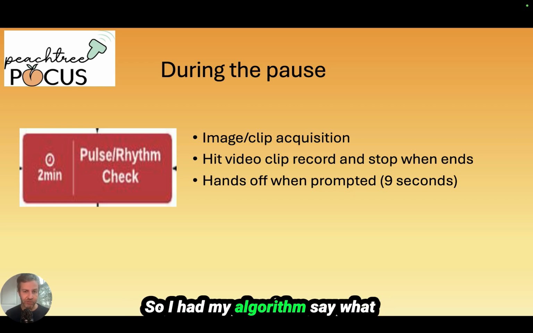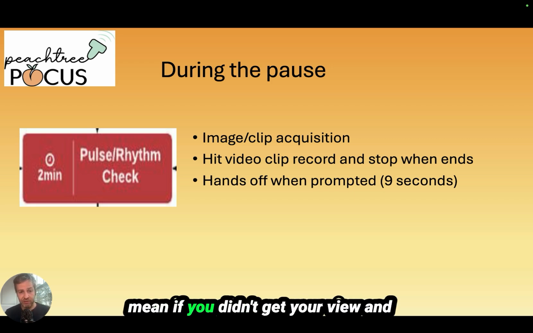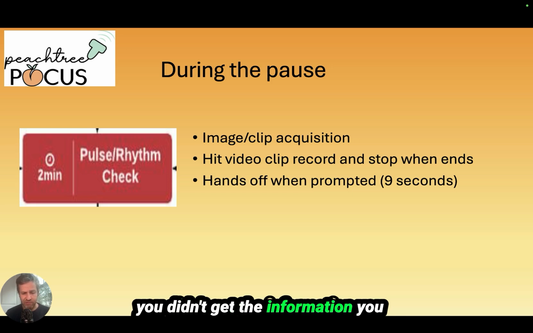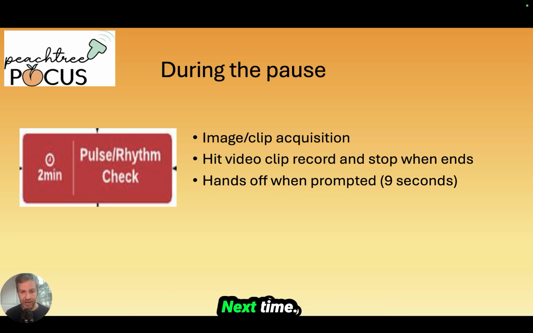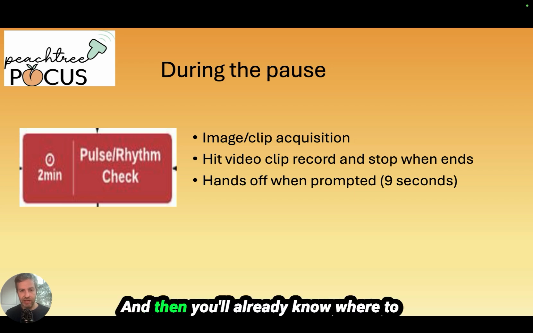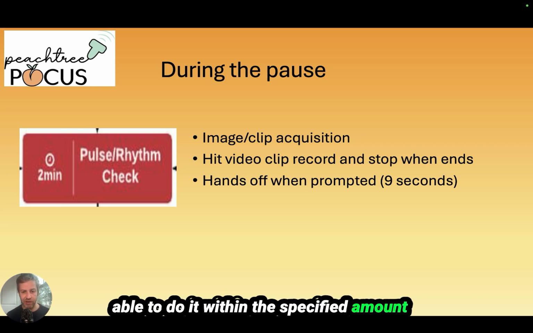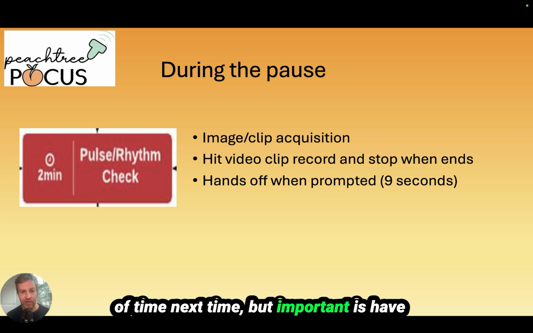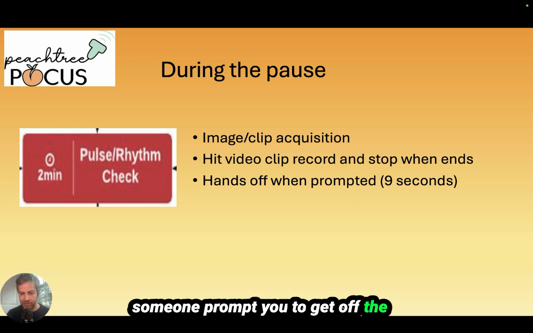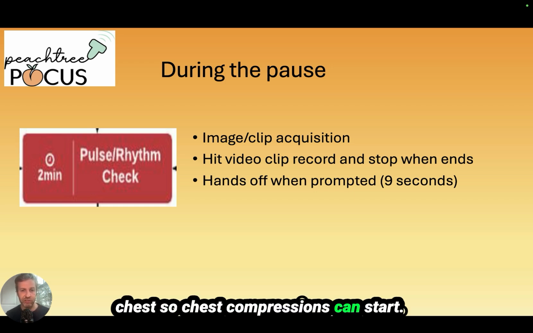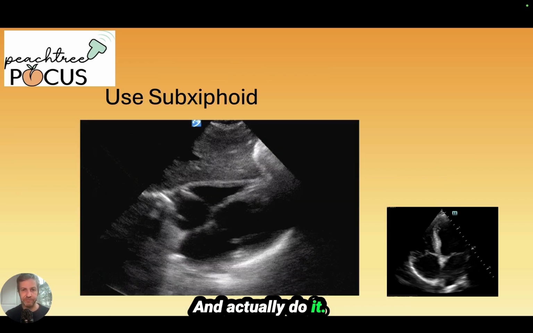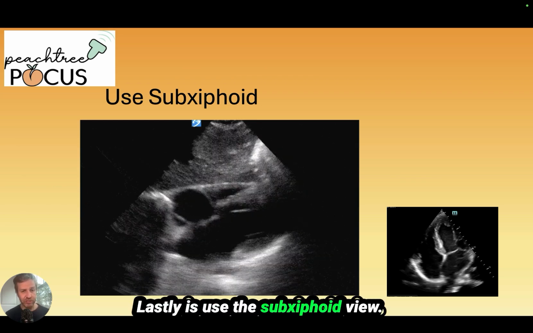So I had my algorithm say what to do with each one, but it doesn't mean if you didn't get your view and you didn't get the information you wanted, you can always do it again next time. And then you'll already know where to put the probe, and hopefully you'll be able to do it within the specified amount of time next time. But important is have someone prompt you to get off the chest so chest compressions can start and actually do it. Lastly is use the subxiphoid view.